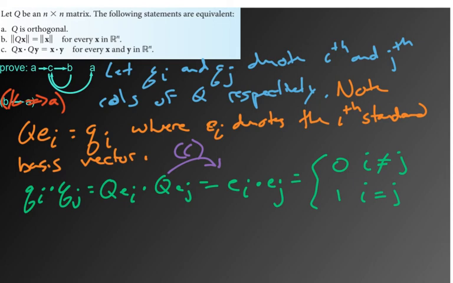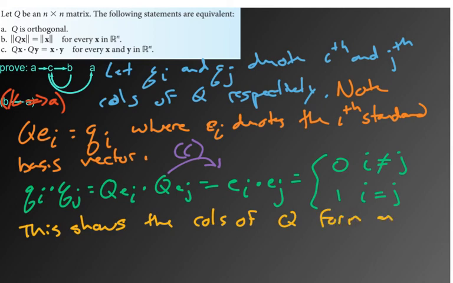So if you look at what we just said there, basically this shows the columns of Q form an orthonormal set, so Q is orthogonal.